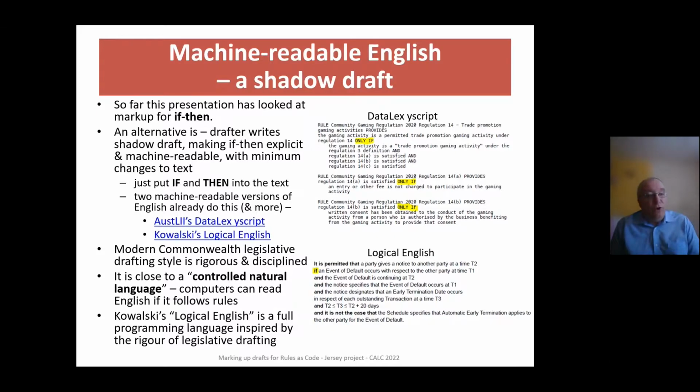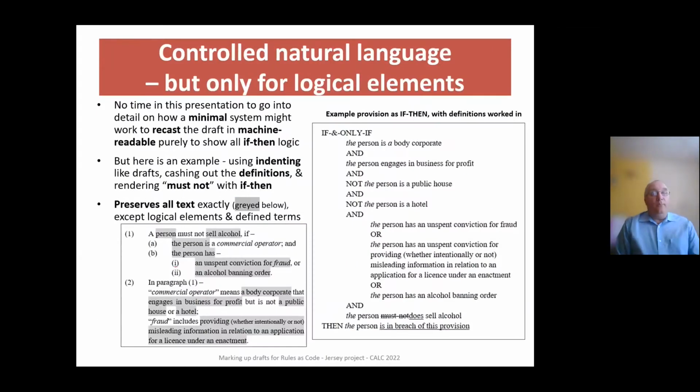The point is that we are very disciplined in how we use English now in modern Commonwealth drafting. And we have that rigor and that discipline almost to the point of being what the tech people would call a controlled natural language. English that is computer readable because certain rules have been followed. So we haven't yet got to the point of getting a system that can read the English, but we've experimented with ways in which you could potentially redraft something so that it becomes computer readable.